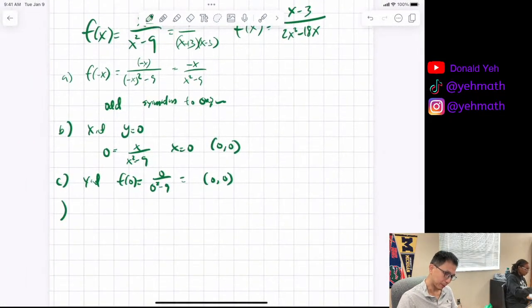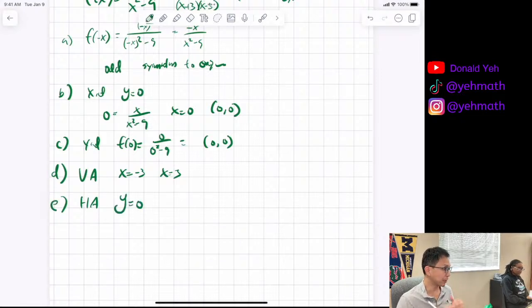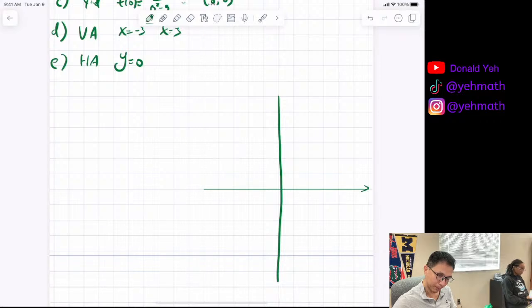Vertical asymptote, horizontal asymptote. Vertical asymptote is going to be x equal to negative 3 and x equal to 3. Horizontal asymptote is what? y equal to 0. So just by this, we can graph most of the information: the x-intercept, y-intercept, horizontal asymptote, vertical asymptote. All this information, I'm going to graph. I'm going to start sketching it because I'm going to find out how they behave in a second.